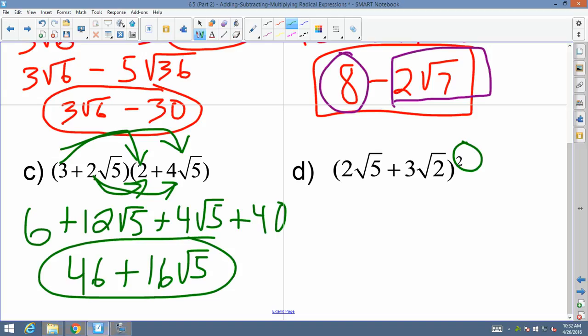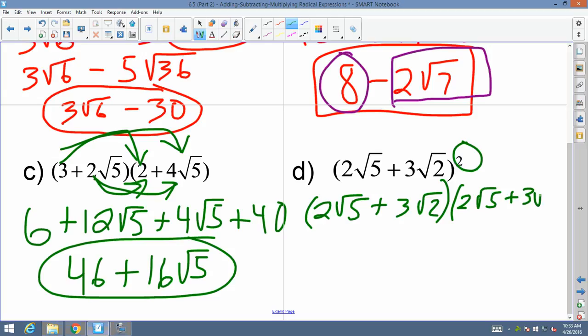I did that on purpose so you can see that is what you do not do. Guys, this squared means the following. It's 2 square root of 5 plus 3 square root of 2 times 2 square root of 5 plus 3 square root of 2. And now you got to FOIL. So it's 2 square root of 5 times 2 square root of 5. What would it be? 20. Because 2 times 2 is 4. Square root of 5 times square root of 5 is 5. 4 times 5 is 20. Excellent. What's 2 square root of 5 times 3 square root of 2?